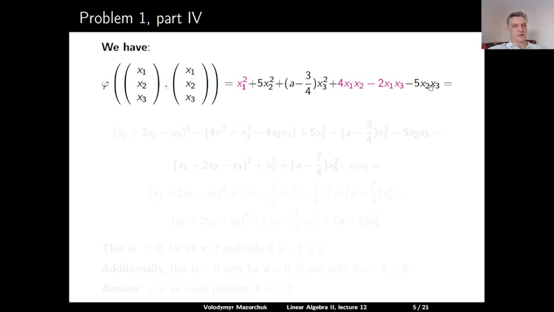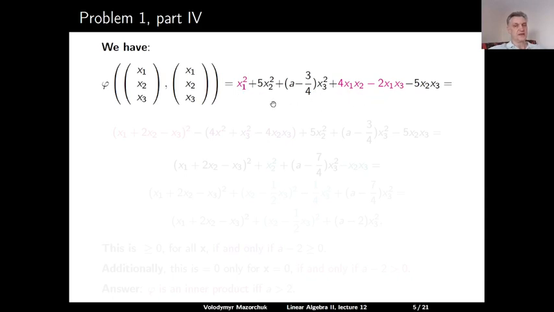So if we write down the formula, we will get x1 squared plus 5x2 squared plus (a minus 3) divided by 4 times x3 squared plus 4x1x2 minus 2x1x3 minus 5x2x3. We need to try to write this expression as a sum of squares, maybe with some coefficients. We start with looking at the summands x1 squared, 4x1x2, and minus 2x1x3.